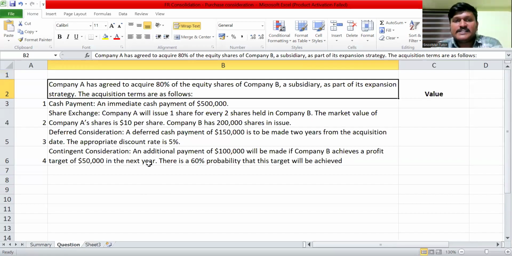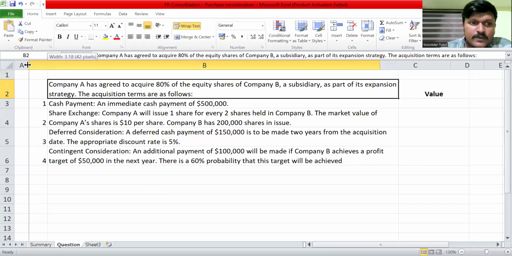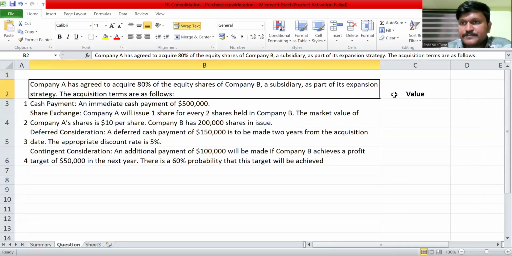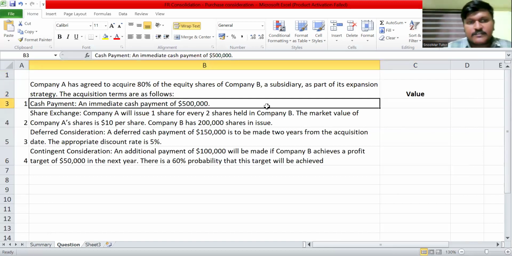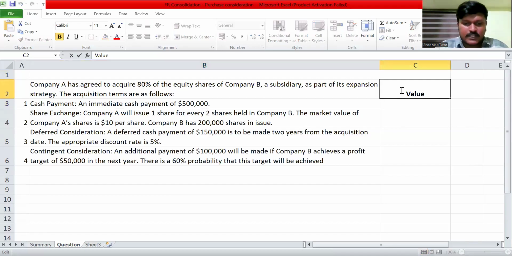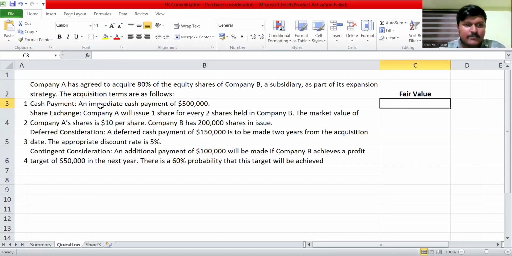Now let's consider the first thing. We are looking at values. So four things are being given over there. I hope this is visible to you. For the first one, the cash payment, we'll note the fair value. So the fair value of this consideration, the first element, is a cash payment, an immediate cash payment of 500,000. So it would be 500,000 again. Same amount, the fair value of cash is cash only. So that is being noted.